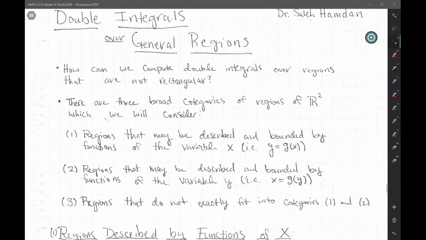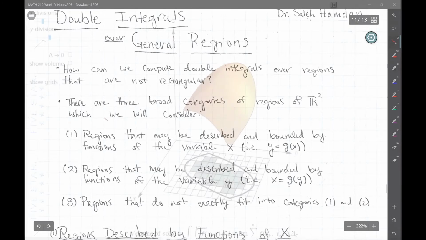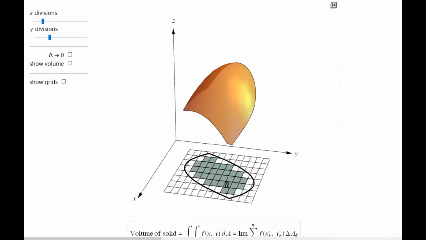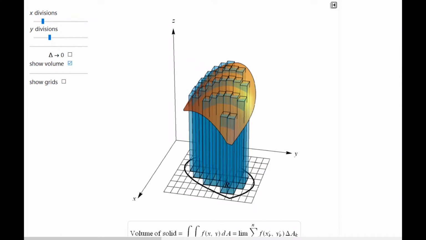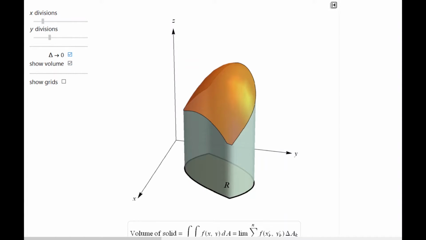So previously we've discussed double integrals over rectangular regions. Now we'll talk about double integrals over more general regions that are non-rectangular. We'll still partition the region into small rectangles and compute the volume by considering the volume of the rectangular prisms, and take the limit as delta goes to 0, the area of the rectangles in the region goes to 0, and get the volume. So it's still defined in the same way.